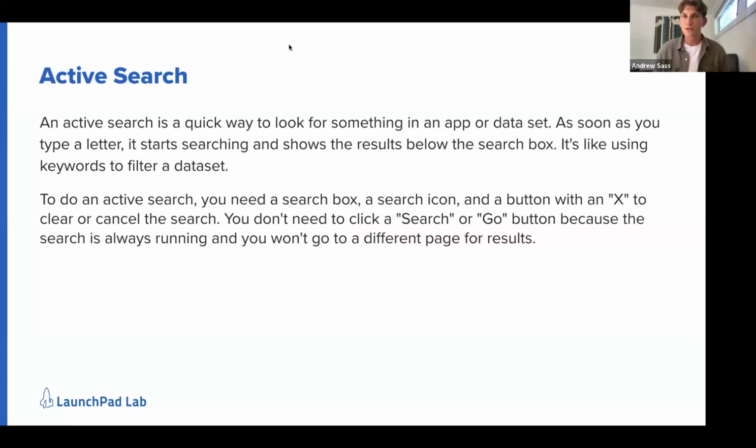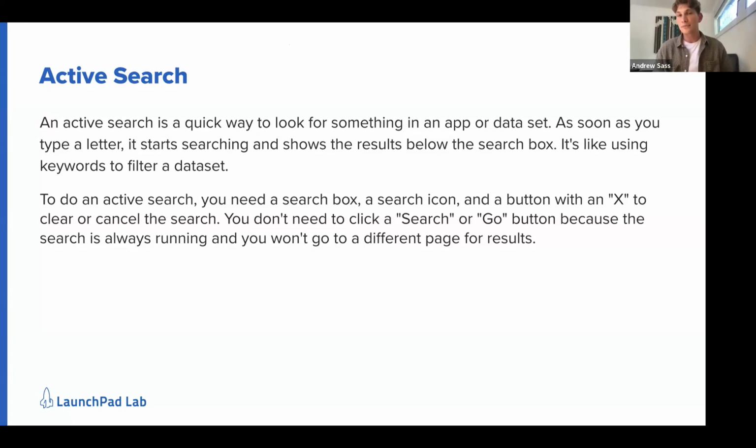The next search I want to go over is an active search. Just like it sounds, an active search is a quick way for someone to look up something in an app or data set. As soon as someone starts typing, we start rendering or querying those results for them. It's a live type, where we're not going to load a page per se. There isn't really a total page search experience. This happens in a little dialog box where they can see things as they go.